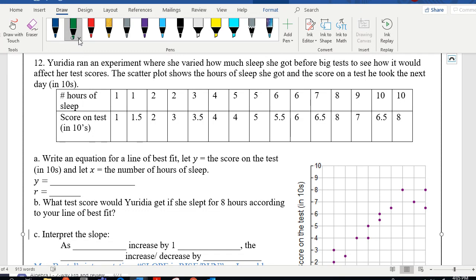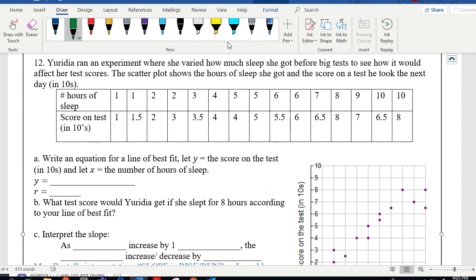I am here to finish up the work on this page, starting with number 12. This person ran an experiment where she varied how much sleep she got before a big test to see how it would affect her scores. The scatter plot shows the hours of sleep she got and the score on the test that she or he took. It looks like we changed our mind between who this person was.